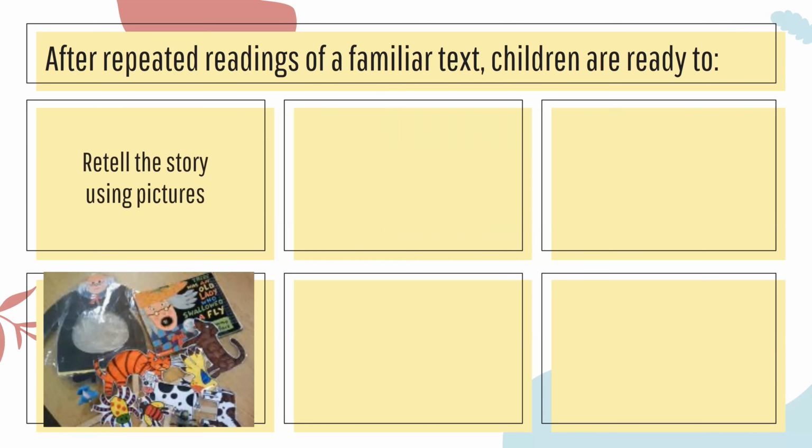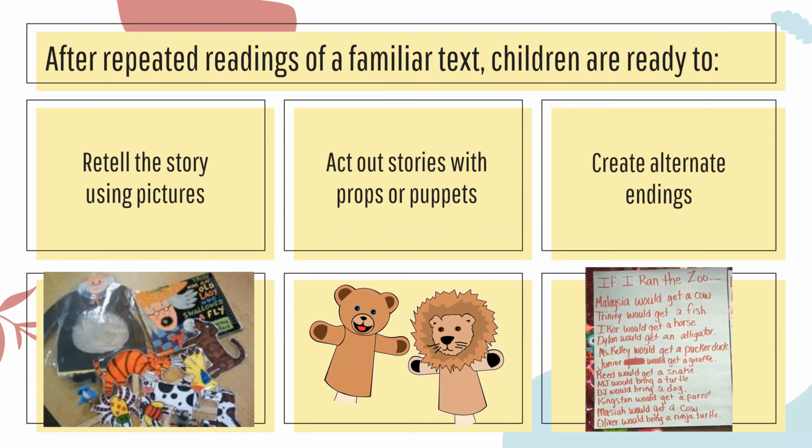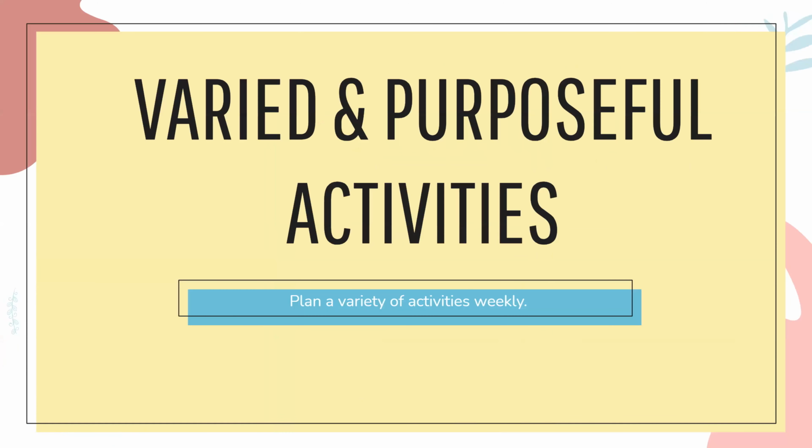That includes retelling the stories using pictures or flannel board pieces. That includes acting out stories with props or puppets. And that also includes creating alternate endings to stories. And this is another way to incorporate writing into your large group literacy time.